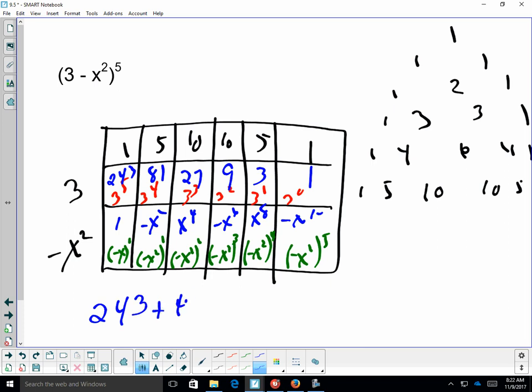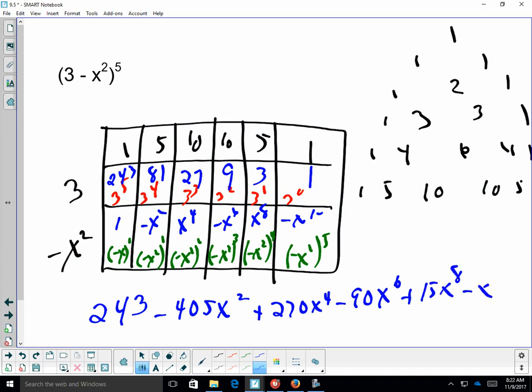plus 405. Oh, it's actually negative, so let me make that negative. So I'm going to make this a minus sign. Minus 405x squared. Then this will be plus 270x to the fourth, minus 90x to the sixth, plus 15x to the eighth, minus x to the 10th. And that's the expansion.